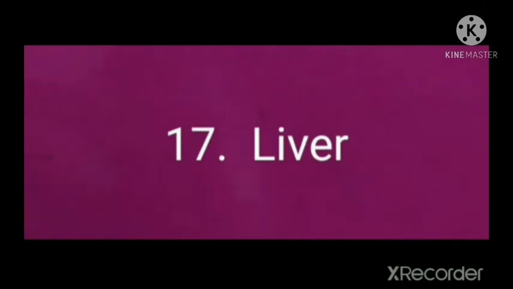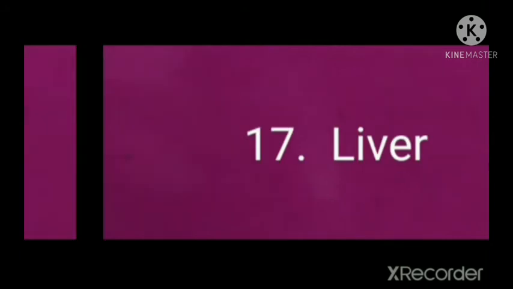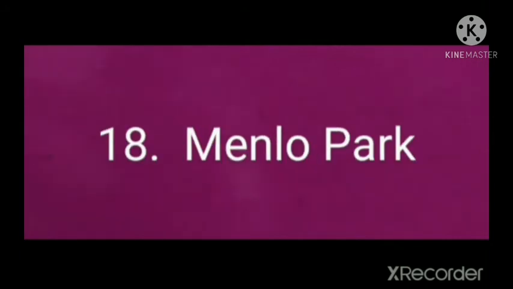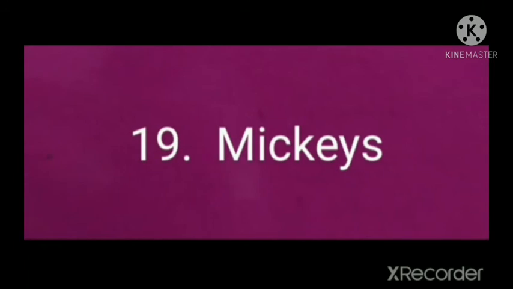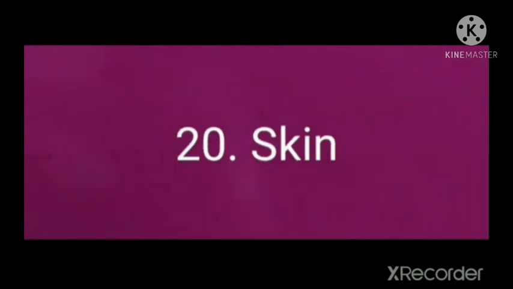Question number 17. Which is the largest gland in the human body? Answer liver. Question number 18. Thomas Alva Edison was known as the wizard of which place? Answer Menlo Park. Question number 19. In what unit are computer mouse movements measured? Answer Mickeys. Question number 20. Which is the largest organ of a human body? Answer skin. So all of you write all these answers in your textbook and study well.